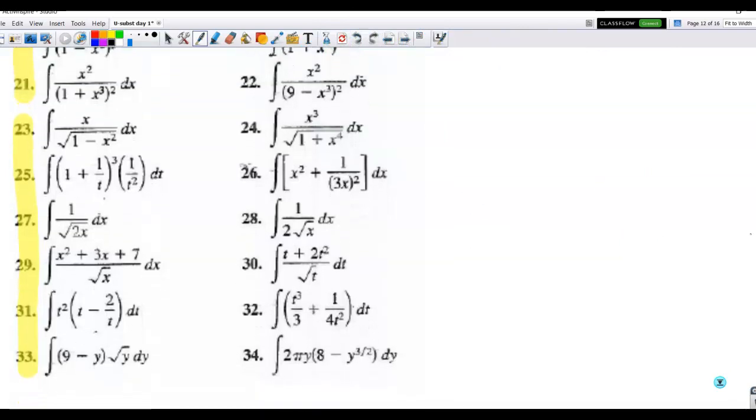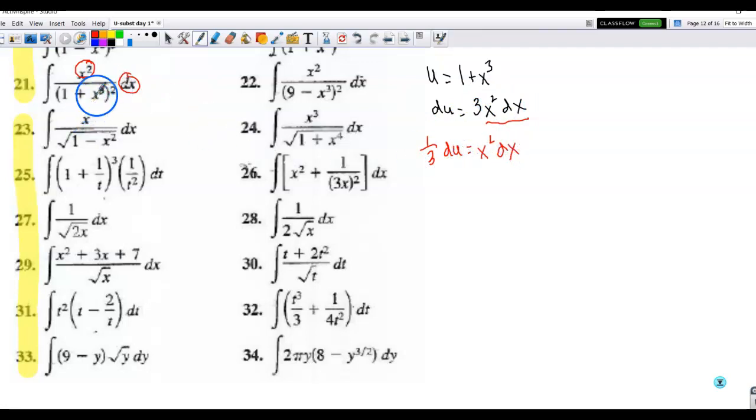21, very similar. On the inside, I have u equal to 1 plus x cubed. du is equal to the derivative, 3x squared dx. Mathize, I come over here, I see an x squared, yay. I see a dx, yay. Over here I have an x squared dx, yay. I don't need the 3, so I'm going to divide it to the other side. In place of x squared dx, I will substitute my 1/3 in the front and my du in the back. So that's what's happening right there.